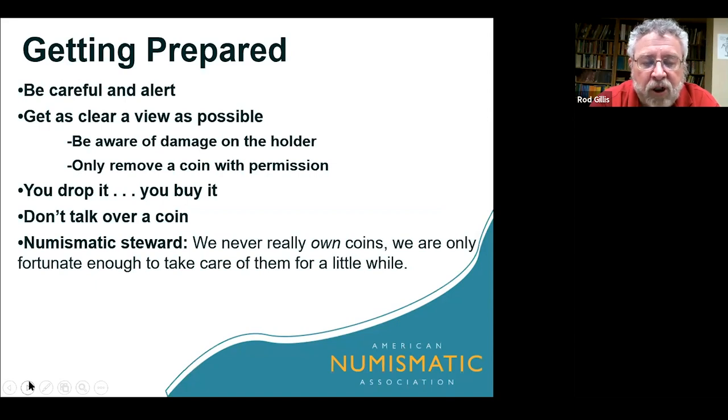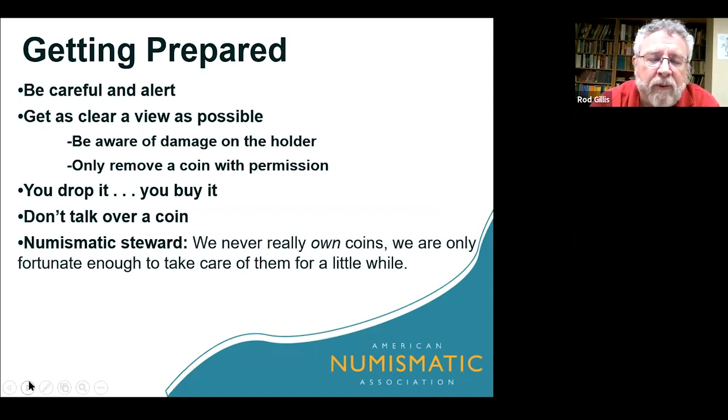If you're at a show, make sure that you always ask the dealer before picking up a coin. You drop it, generally you buy it, so hold the coin very carefully. Again, we talked about don't talk over a coin.